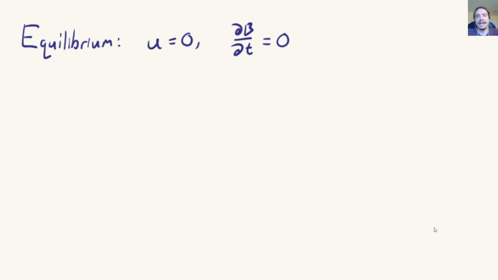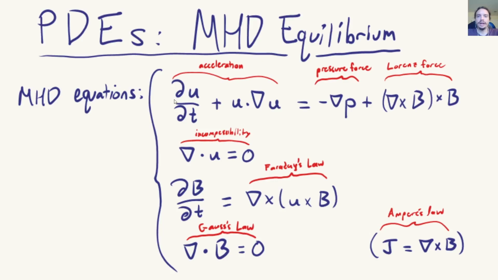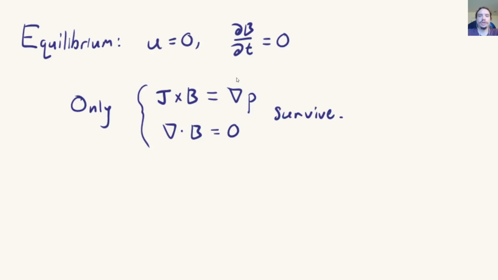Okay, now let's take the equilibrium equations. This is when the plasma isn't moving, it's nice and stable, and the magnetic field isn't changing. So when we do that, the left-hand side of this equation is going to go away. The incompressibility equation will be 0 equals 0. From this equation, we'll have this side as 0, and u being 0 makes this side 0. And so all that's left over is Gauss's law, that divergence of B is 0, and the right-hand side of the first equation, which says that J cross B is equal to grad P. Okay, so we've got two equations now, and things are a lot simpler.